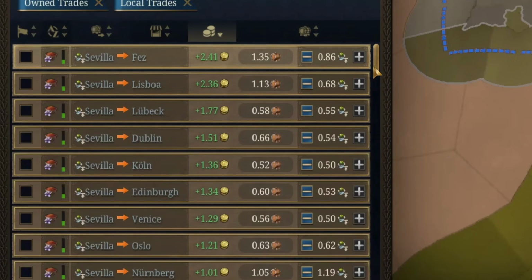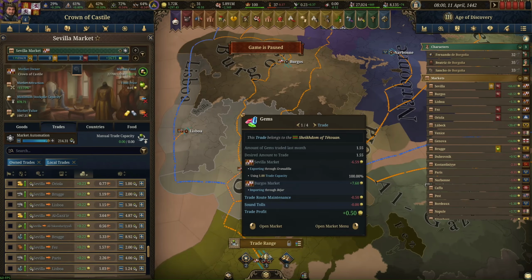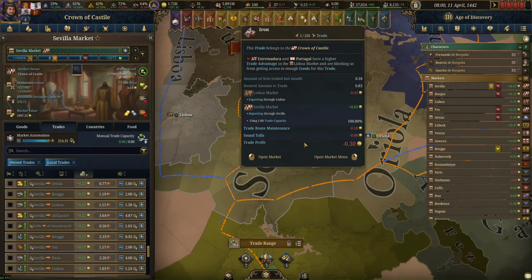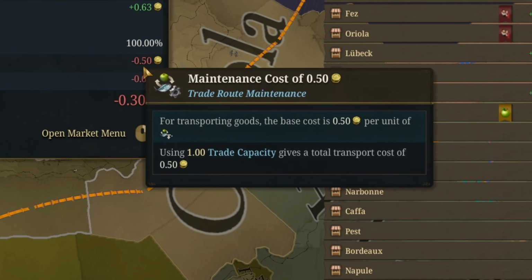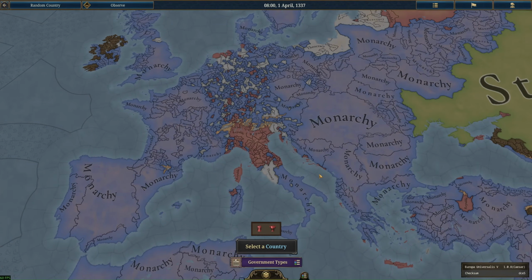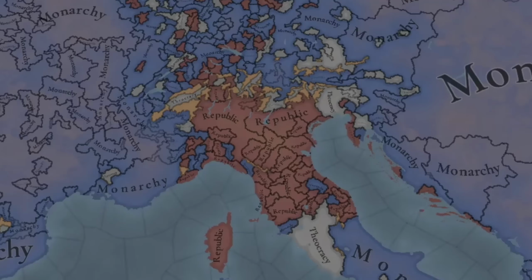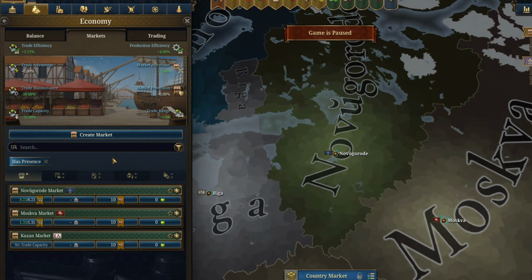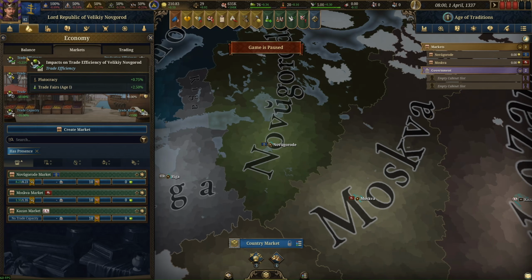Every trade route you create, whether it's an export route marked in orange or an import route marked in blue, has a base upkeep cost of half a ducat per 1 point of trade capacity. And unfortunately, monarchies and theocracies have a very hard time reducing these costs. Merchant republics, on the other hand, have it much easier. In general, merchant republics have huge trade bonuses right from the start of the game.